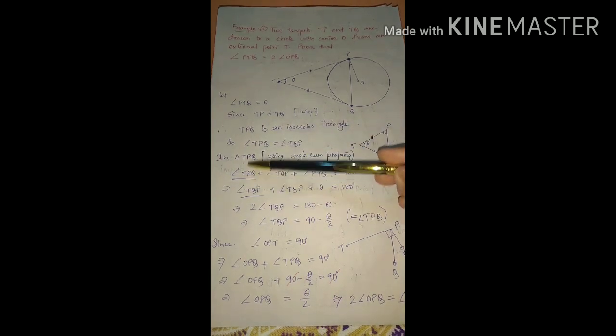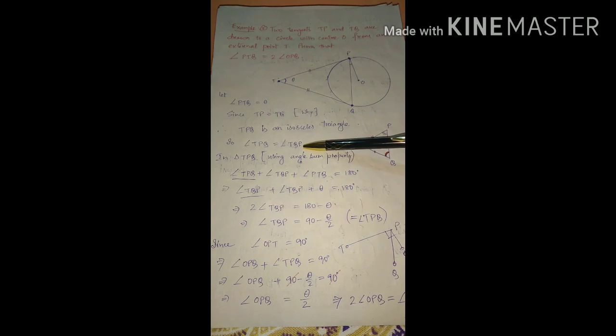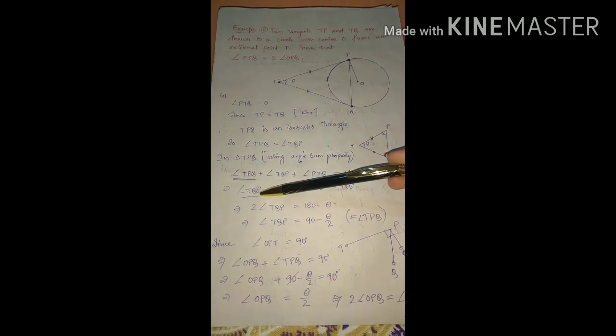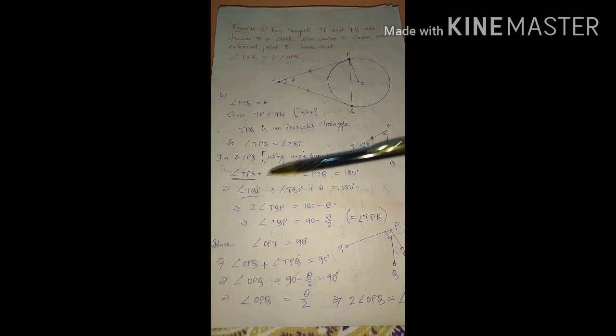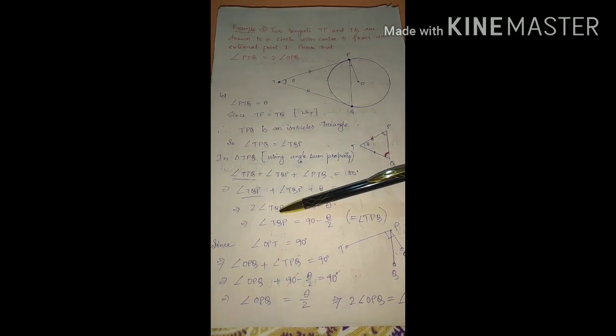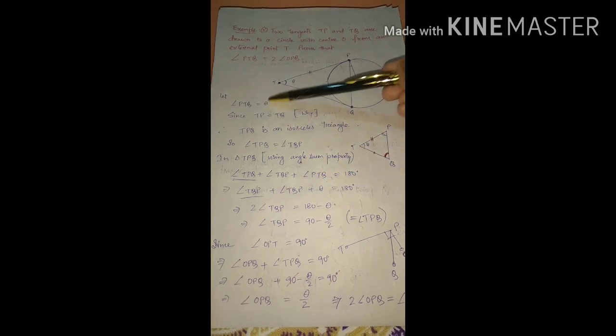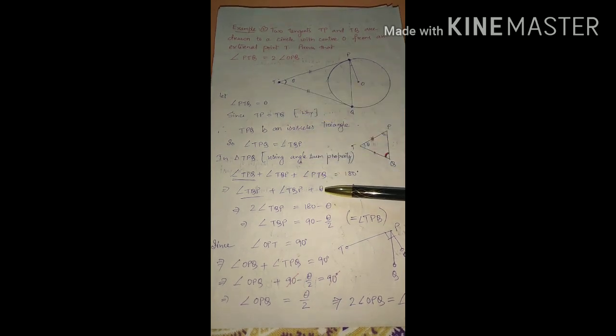Since we already know TPQ equals TQP, in place of TPQ we put TQP and the others remain the same. So we write 2 times TQP, and in place of PTQ, which we considered at the starting, we write theta, and this equals 180. After that, we shift this theta to the right-hand side and write 180 minus theta, and then after dividing both sides by 2, you get 180 by 2, which is 90, minus theta by 2. Is it clear? Up to this we get here.